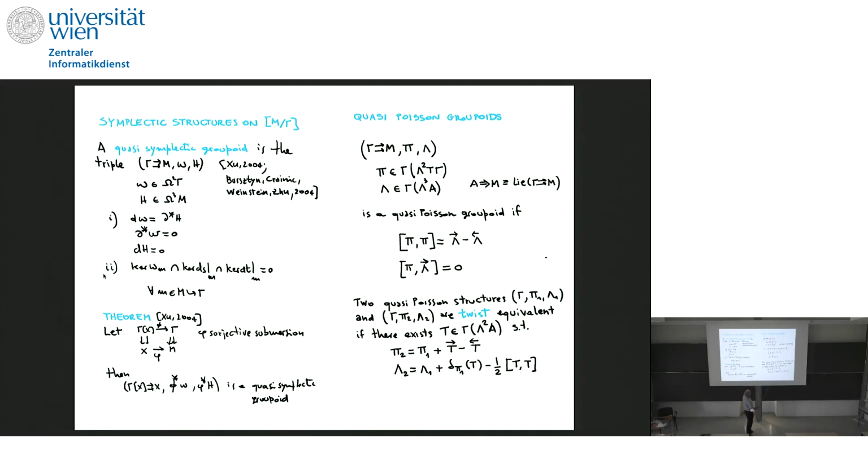which is automatically defined by the fact that pi is multiplicative, and the fact that lambda is not zero tells us that this derivation doesn't square to zero. Okay, this is a derivation of the wedge product and the Schouten bracket, but it squares to the bracket with lambda. Maybe I should have added this.